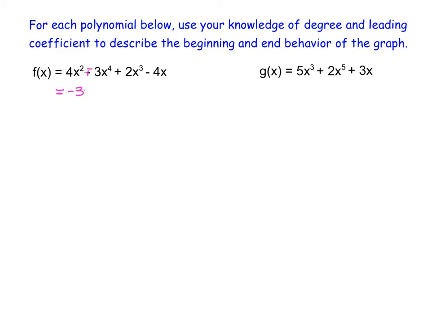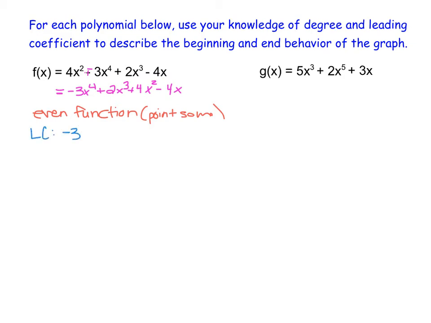So this should become negative 3x to the 4th plus 2x cubed plus 4x squared minus 4x. Now from here I can see that this is an even function because the highest power is 4. So this is an even function, which tells me that both sides of that graph, the beginning and the end, point in the same direction. Then I can also see that the leading coefficient is negative 3, and because it's negative, the right side of the graph is going to point downwards.